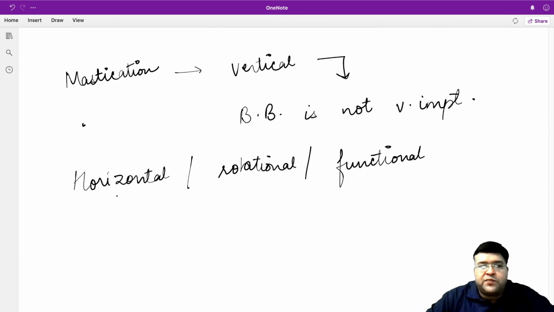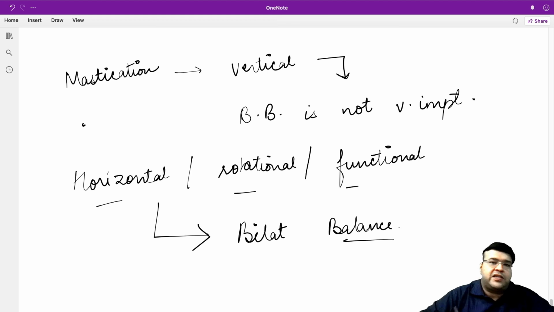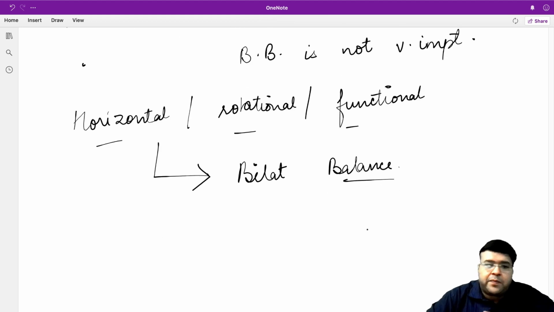So for all these movements, horizontal, rotational or functional, it is important to have a bilateral balance, right? If you do not have a bilateral balance, as soon as the patient starts speaking, there are some teeth contacts. The moment you start getting these teeth contacts, it will lead to the fracture of the restorations, fracture of the denture, movement of the denture. So it is very important that the bilateral balance is maintained when you are dealing with the horizontal, rotational, functional forces. That is the main purpose.